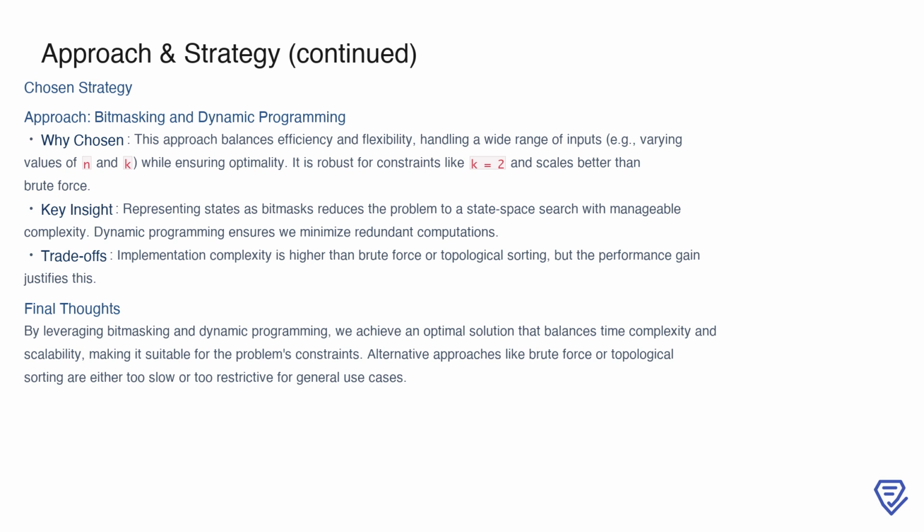While implementing this approach is more complex than brute force or even topological sorting, the performance improvements justify the additional effort. This strategy is robust enough to handle strict constraints, such as when k is small, and scales effectively for larger inputs. In conclusion, leveraging bitmasking and dynamic programming allows us to achieve an optimal balance between scalability and time complexity. While alternative approaches like brute force are too slow, and topological sorting is too restrictive, our chosen strategy provides a comprehensive solution to the problem, ensuring both correctness and efficiency across diverse scenarios.